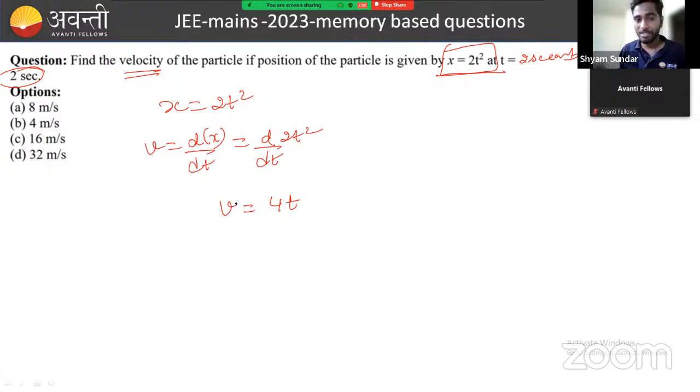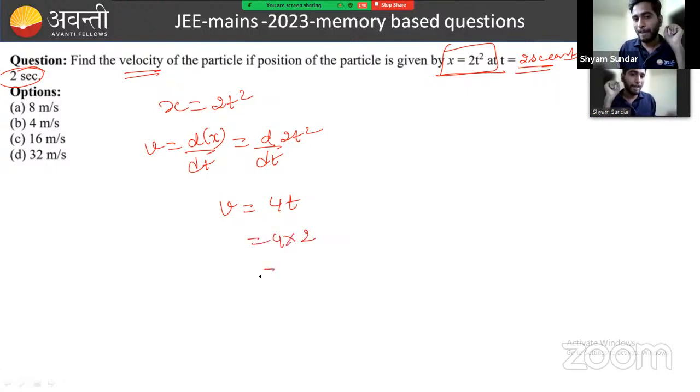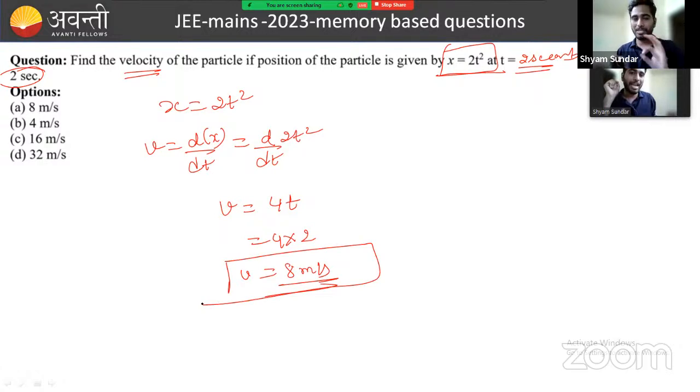This is the velocity. But they're asking for the velocity at 2 seconds particularly. When they ask like this, you need to give the answer at their respective time. Hence, it will be 4 into 2 seconds, which is nothing but 8 meter per second. This is the velocity at 2 seconds.